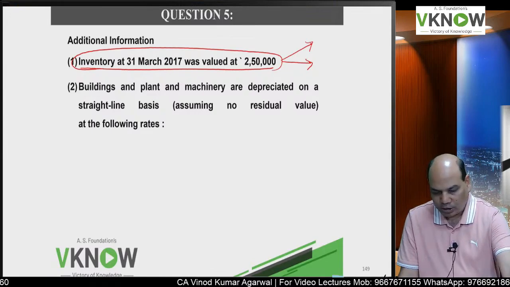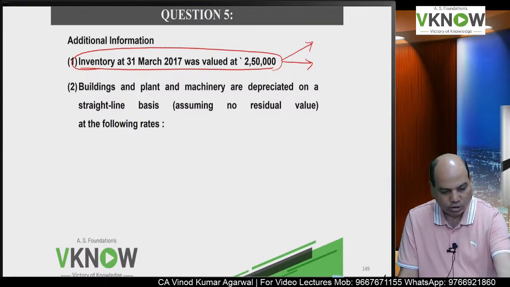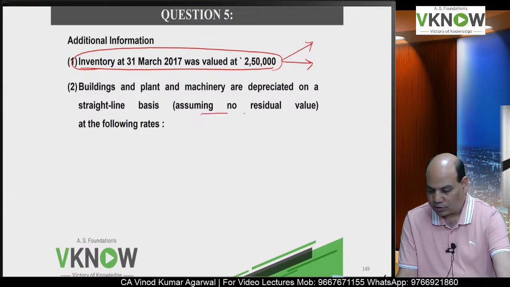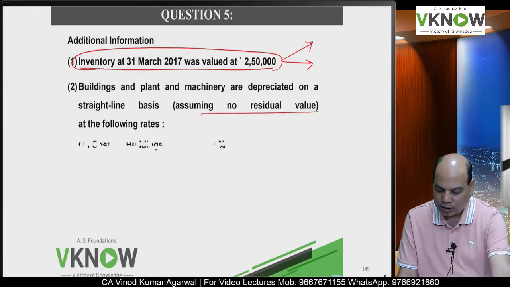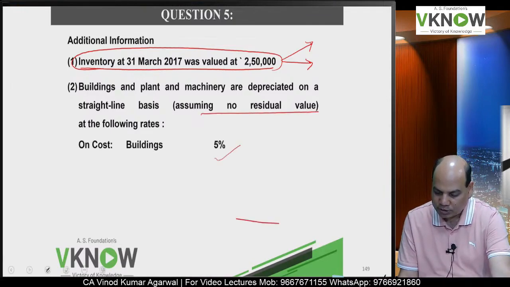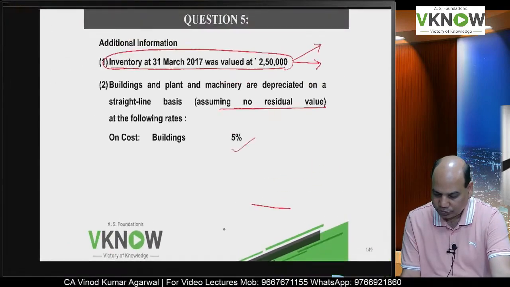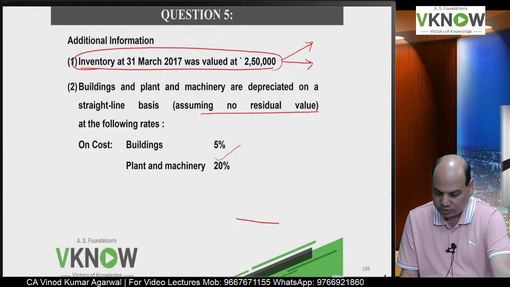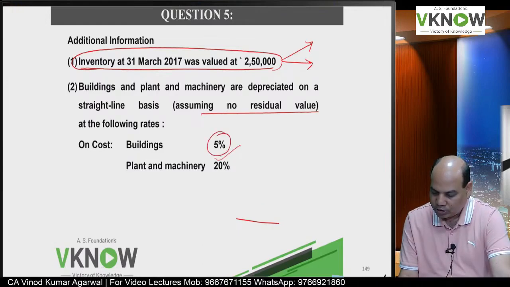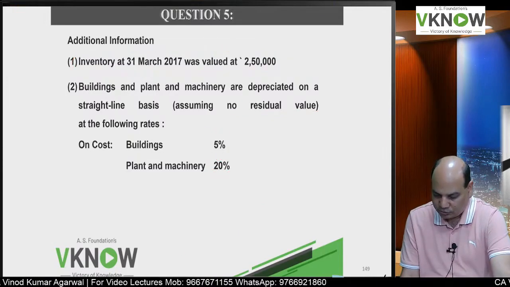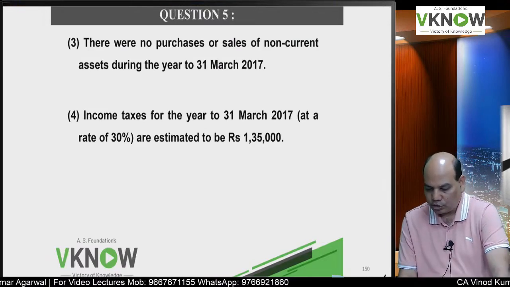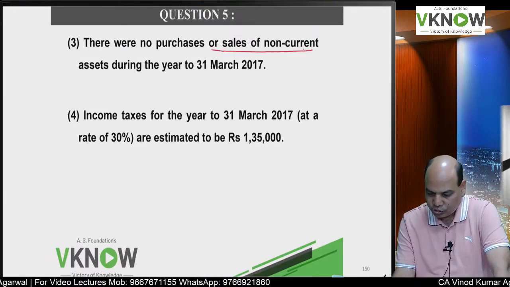Then building and plant and machinery are depreciated on a straight line basis. Very good. No residual value. Very good. Add the following rate: building 5% and plant and machinery 20%. So rates are important. These are all per annum, even if per annum is not written. Then there are no purchase or sale of non-current asset during the year. Very good. So no purchase or sale of PPE item.